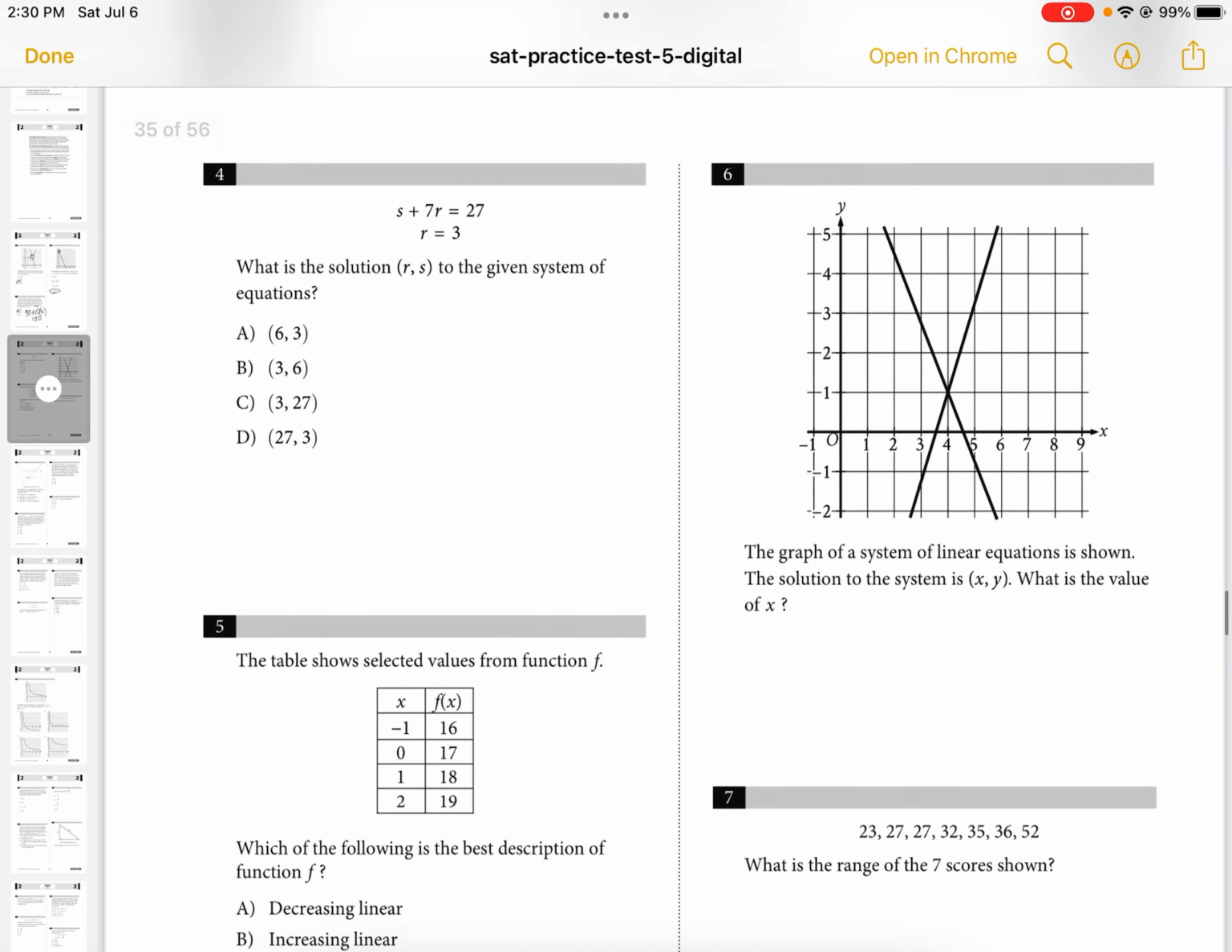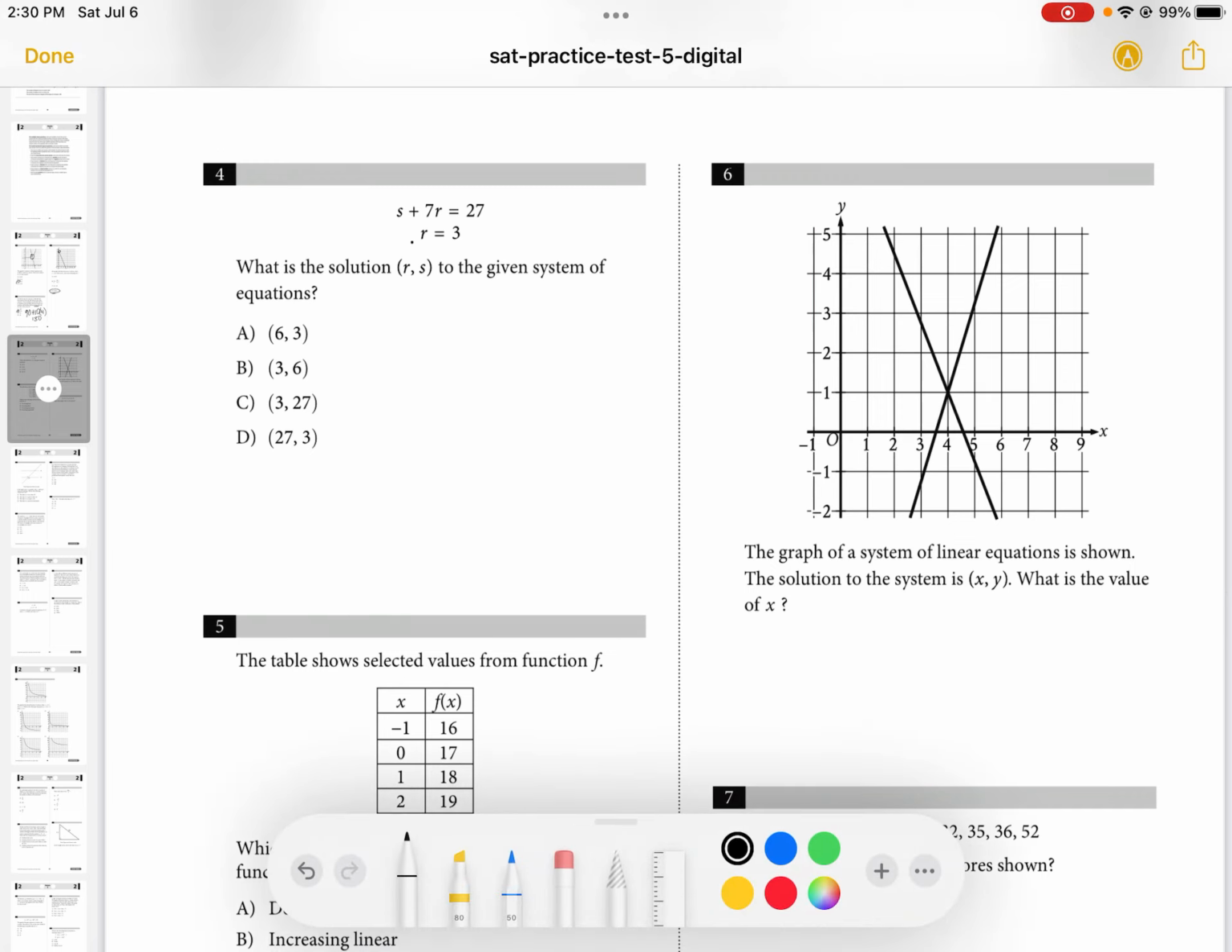Alright. What's the solution (r, s) to the given system of equations? Well, we have a pretty basic substitution to make. So R is 3, right? So we can immediately rule out A because R is 6 there, and we can immediately rule out D because R is 27. Right, now it's time for our substitution. So s plus 7 times 3, which is r, is 27. 7 times 3 is 21, and 27 minus 21 is 6. So s is 6. So B is our answer there.